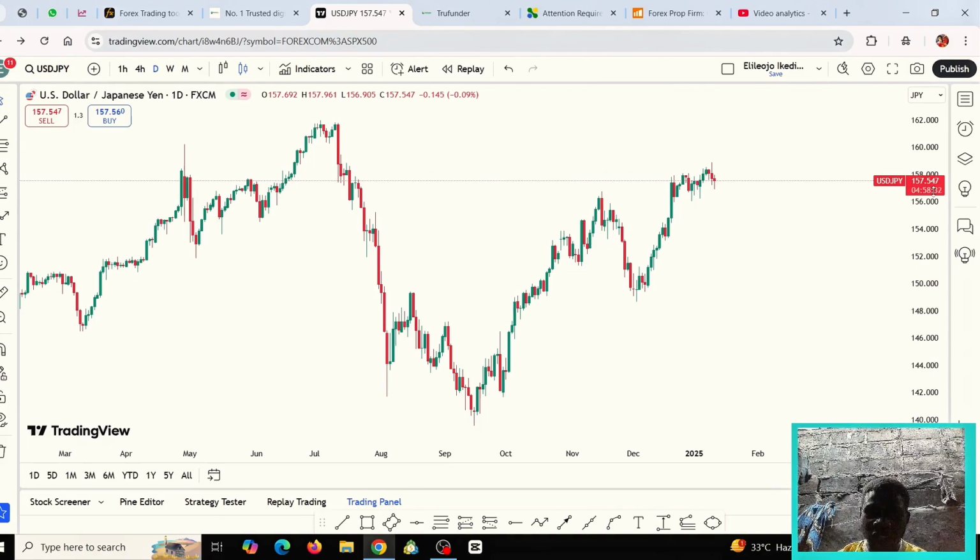Try to make sure it connects at least 3 points. Yeah, and there might be situations whereby the trend line might not connect 3 points. The trend line might connect only 2 points. Just draw it and join them. In the future, price will most certainly pull back to retest that trend line.